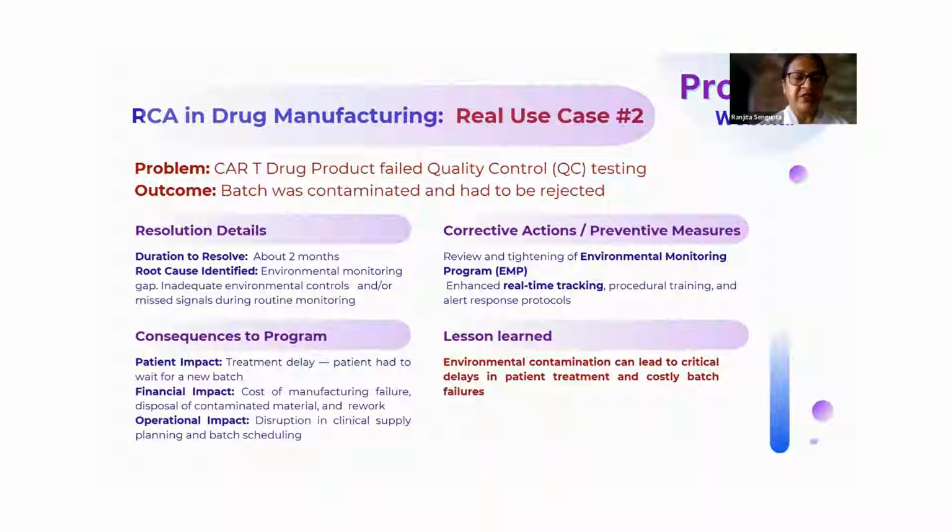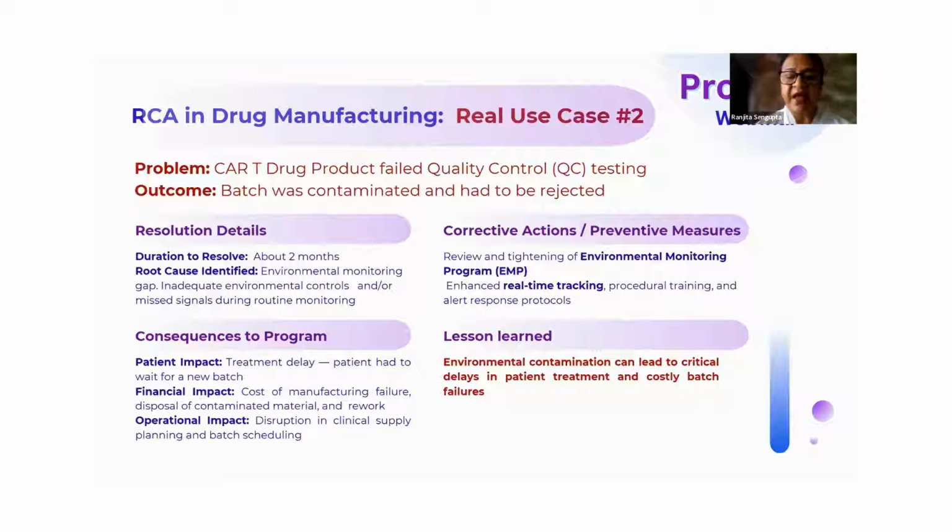Financial, again, obviously the manufacturing of each batch, the costs are very high. So one is that the batch fails, and then we had to remanufacture another batch, and then of course an operational impact too, because there was a disruption in the clinical supply planning and batch scheduling. As I mentioned before, for autologous CAR T therapy, it's personalized medicine. For each patient, you have to manufacture one batch taking the patient's cells. So anytime there is a delay, a manufacturing failure for one patient, it impacts the patients who are lined up to get manufactured later.